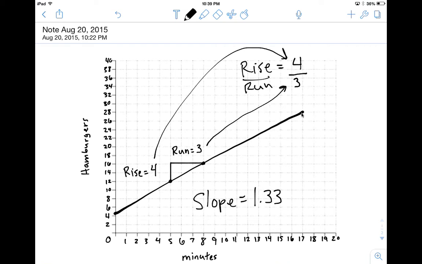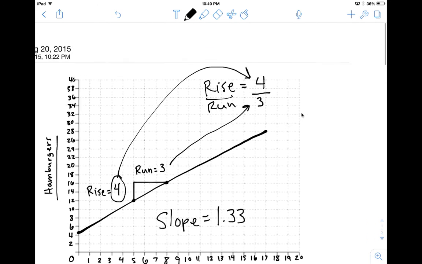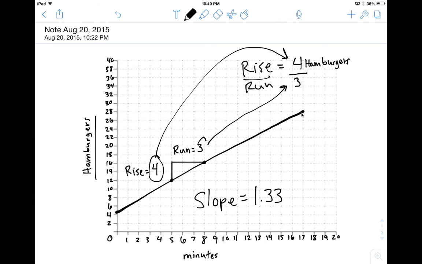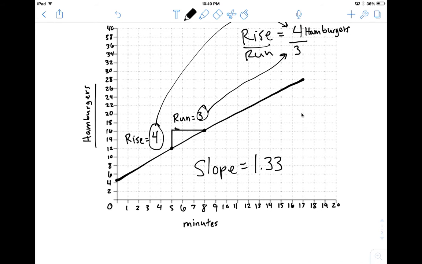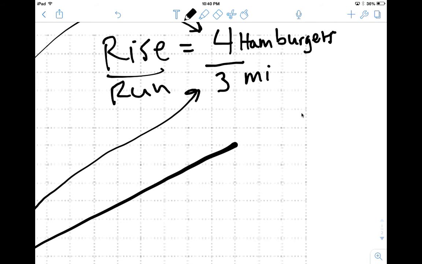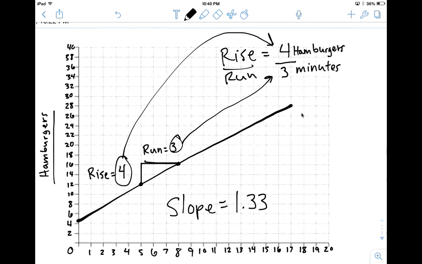Now the last thing that we need to do is recognize what our units are. When we say 4, 4 of what? I look over here and I see 4 hamburgers, so we're going to call this hamburgers. And then 3, what is 3? It's from side to side, so that means it's got to be minutes. And so my slope would be 4 hamburgers divided by minutes.